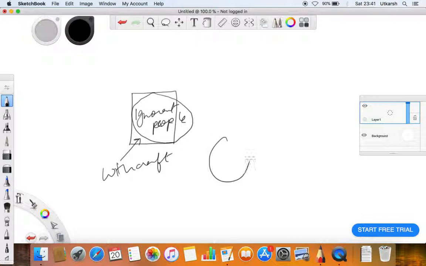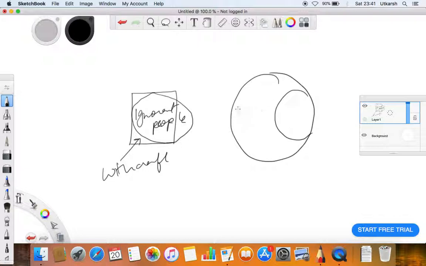Although officially you draw it something like this, right? This will be ignorant, witchcraft. Oh, sorry. A more appropriate Venn diagram would be like this. This will be ignorant. This bigger plate, within that there will be a smaller plate called witchcraft. This is all there is. So why am I drawing it like this? How did I know it?